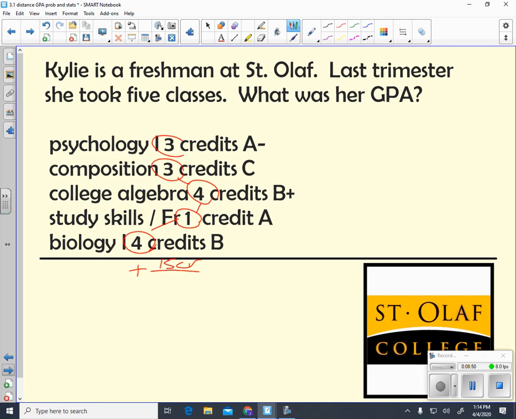So now it works similarly. 3 out of 15 credits, I earned an A minus. An A minus is 3.7. So I'm going to have to do that calculation. Plus, now I go to composition. 3 out of 15 credits. And a C is worth 2.0. Plus, college algebra. 4 out of 15 credits, worth a B plus. Let's see, a B is 3, so a B plus is 3.3.